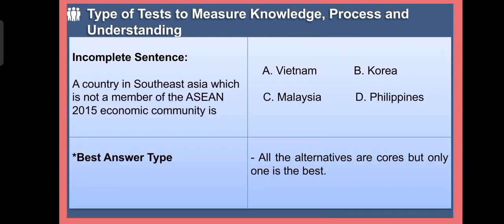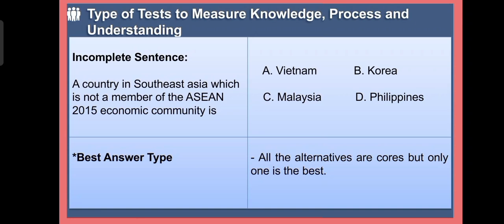Next, incomplete sentence: A country in Southeast Asia which is not a member of the ASEAN 2015 Economic Community is A. Vietnam, B. Korea, C. Malaysia, D. Philippines. So, in other words, the correct answer type is a type of question that can be presented in two ways, either as a direct question or as an incomplete sentence that needs to be completed with the correct answer choice.